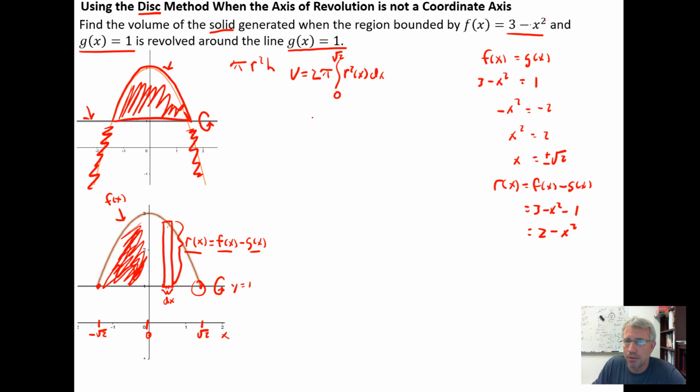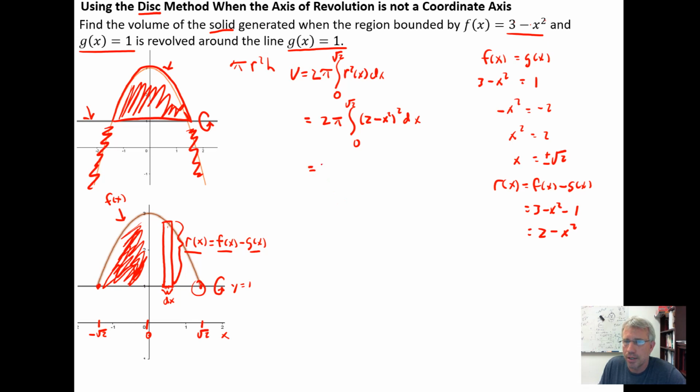So I'm going to update my volume calculation. It's going to be 2 pi from 0 to the square root of 2. It's going to be the square of the radius, but my radii are given by 2 minus x squared, and my rectangle widths are dx's.